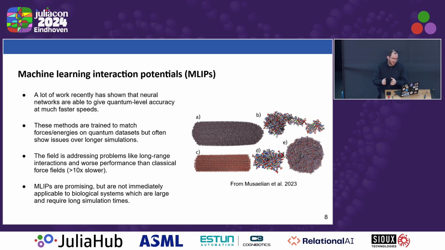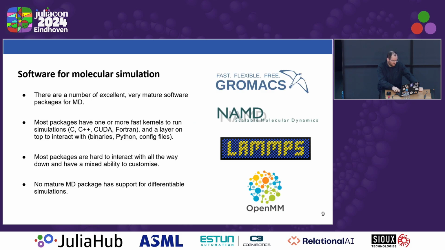Typically, these methods are trained to match forces and energies on high accuracy quantum data sets. And they do often show issues on larger simulations when you go out of domain. The field is addressing these problems, along with things like long range interactions and the performance, which is probably always going to be worse than classical force fields, but it's getting faster and faster. So these are really promising. They're not immediately applicable to larger biological systems, but there has been some work, for instance, shown on the right here, where that has been done.